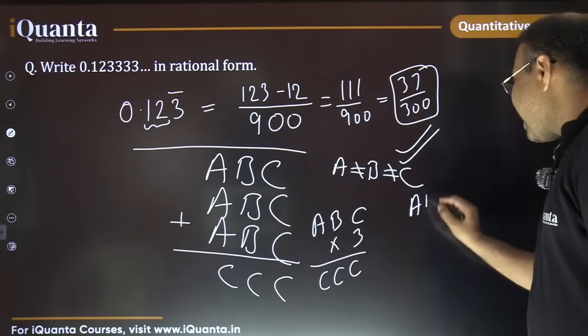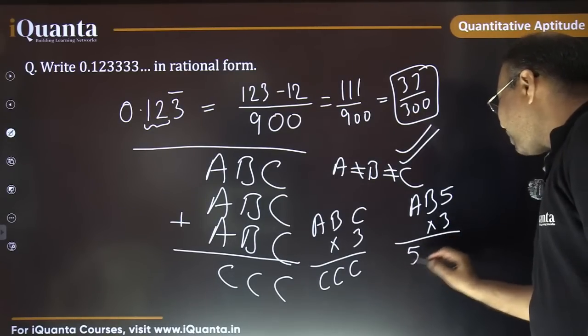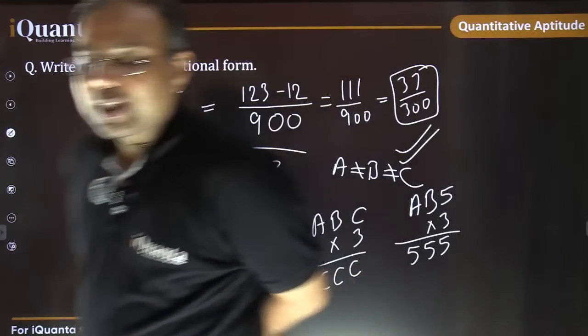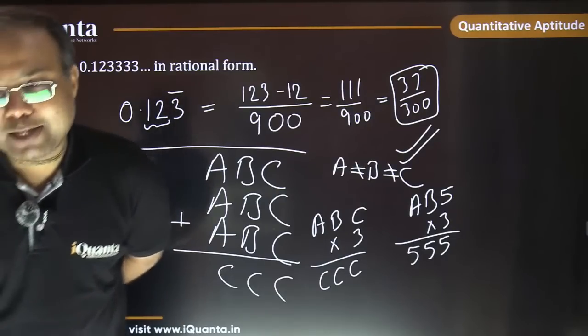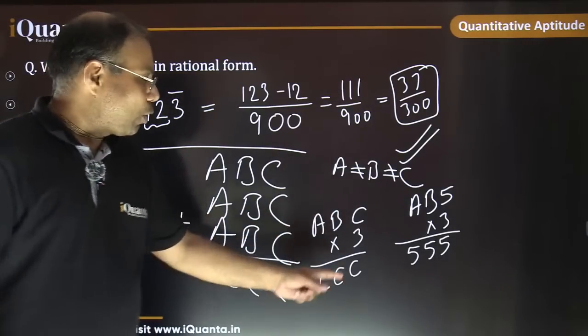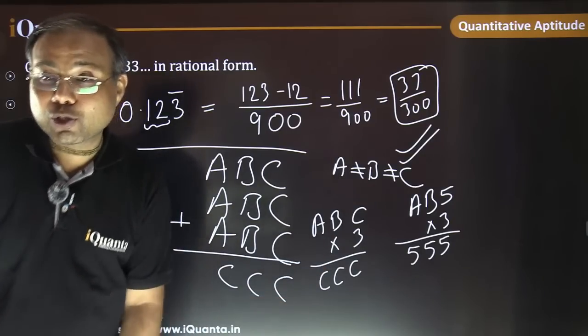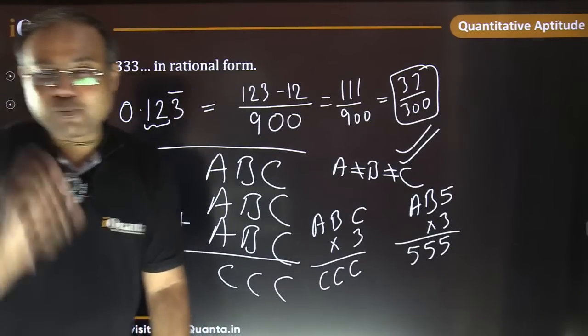So now it is AB5 multiplied with 3. It ends in 555. Now how to proceed further? What is a good way now? Tony, I told that C could have been 0, but can a 3-digit number when multiplied with 3 result in 000? That's not possible, right? Excellent, Aditya. That was a wonderful point.